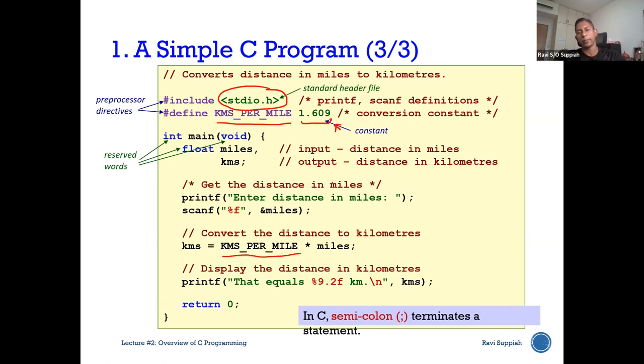Generally, most development environments, whether you use Microsoft Visual Studio or Dev C++ or anything like that, show these reserved keywords in a different color. So it's indicative the moment you type it out, and it's easy for you to spot.